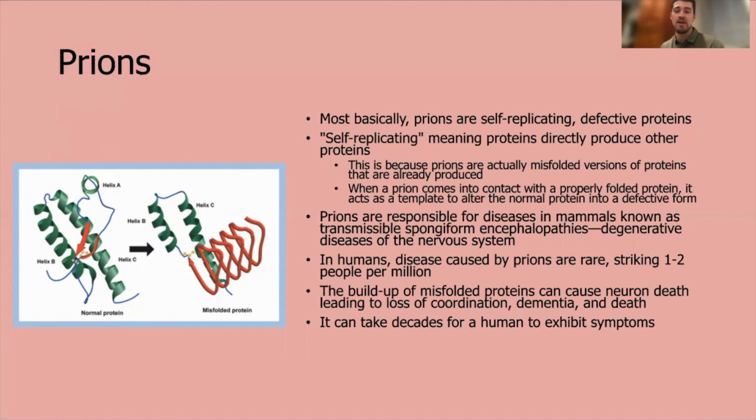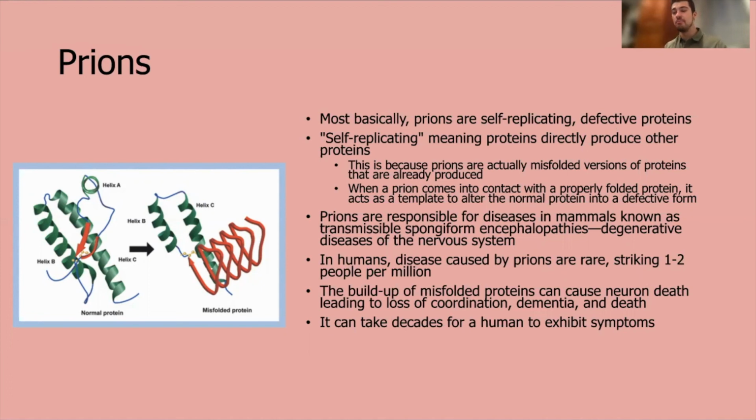And the reason why they're able to do this is because all these prions really are is just misfolded versions of proteins that have already been produced. So proteins that you would find naturally accidentally get folded the wrong way. If it's genetic or if it's transmitted from another organism, when the prion comes into contact with a properly folded protein, it acts as a template and it alters the normal protein into a defective form.